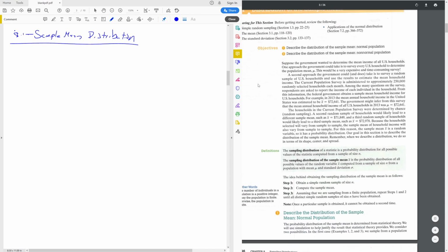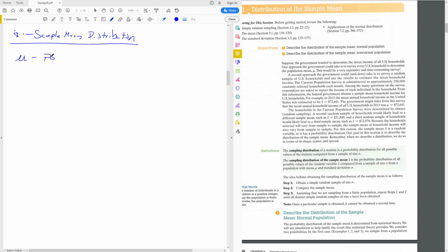So over here, suppose the government wanted to find the mean income of all U.S. households, right? So we're talking about trying to find a population mean. That's one of the things we're going to want to remember, our notation. The mu, remember, is the population mean. And then X bar is the sample mean, right? Because the government's probably not going to go out and find everybody's income and take the actual average. They're going to take a sample.